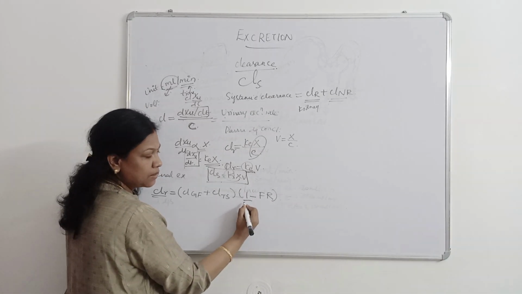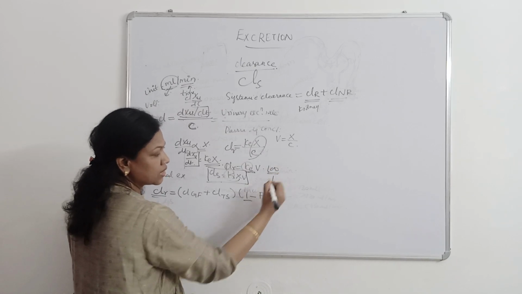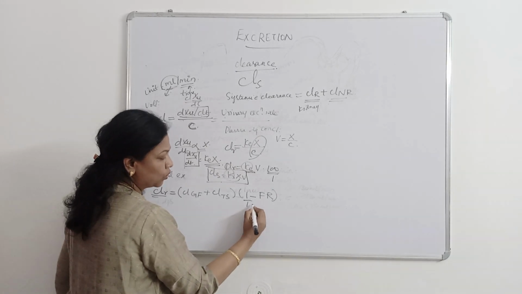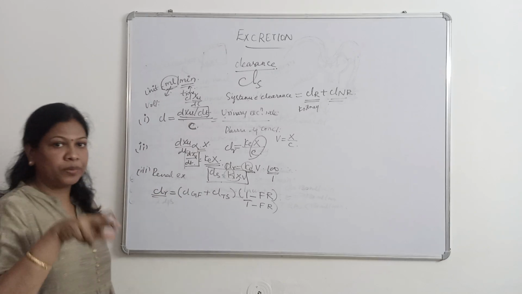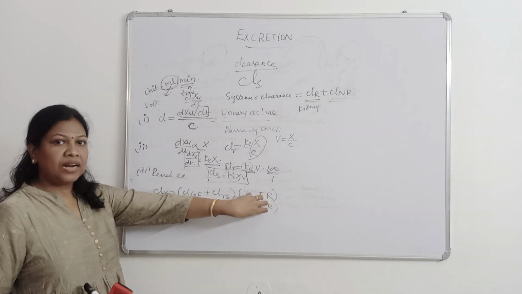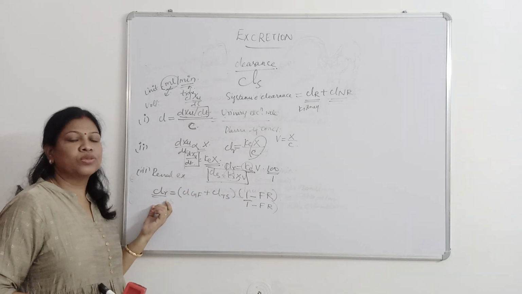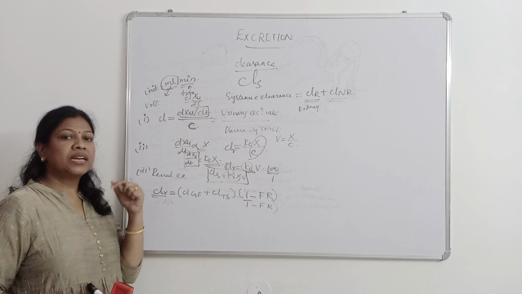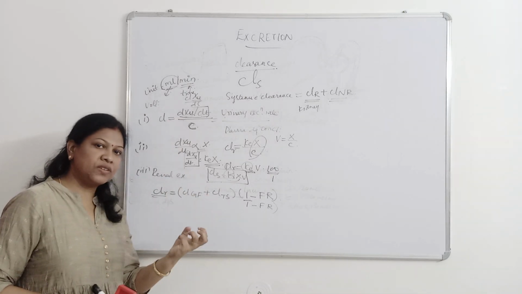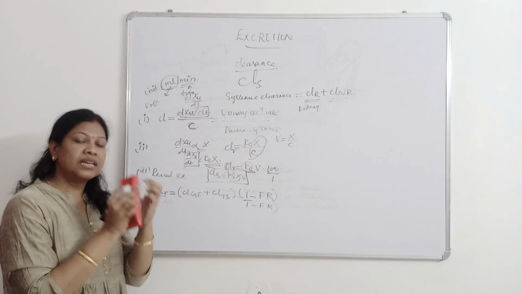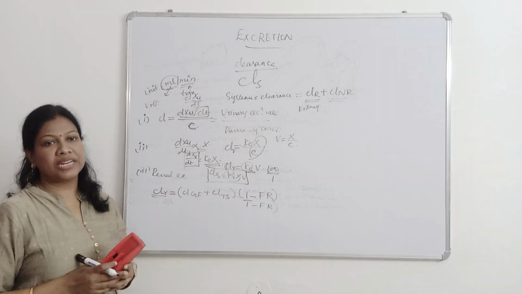It is the maximum in fraction. Like in percentage, 100 is the maximum; in fraction, 1 is the maximum. So total minus the fraction reabsorbed is included here, and what has not been reabsorbed will also get cleared through the urine. That is why renal clearance can also be defined like this: what has been filtered and secreted, multiplied by 1 minus the fraction reabsorbed.